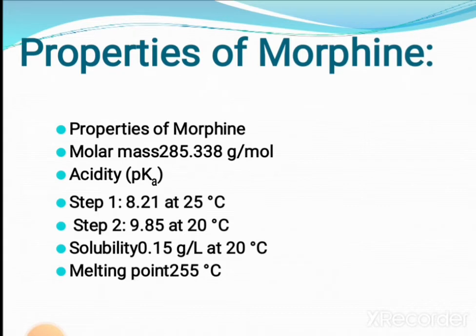Now here we can describe the properties of morphine. First of all, its molar mass, which is 285.338 gram per mole. Then its acidity, pKa1, 8.21. Its acidity is 8.21 at 25 degrees Celsius. And pKa2, its acidity is 9.85 at 20 degrees Celsius. Then we can discuss its solubility, which is 0.15 gram per liter at 20 degrees Celsius. And its melting point is 255 degrees Celsius. These are the properties of morphine, which is always present in it.